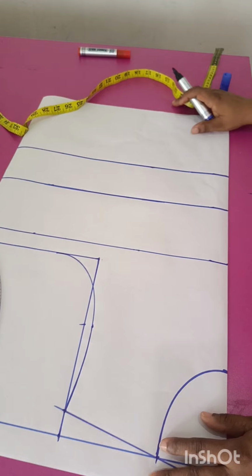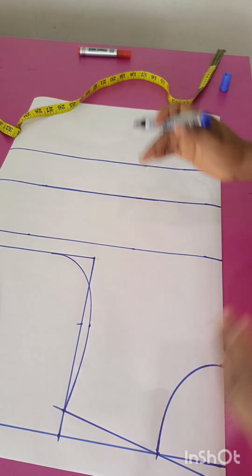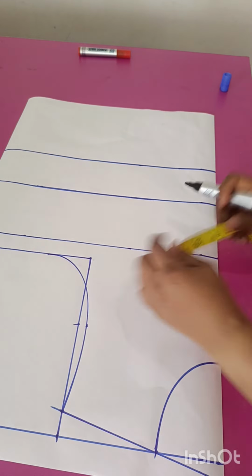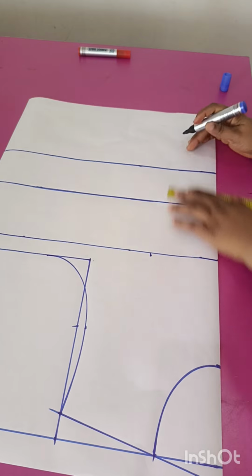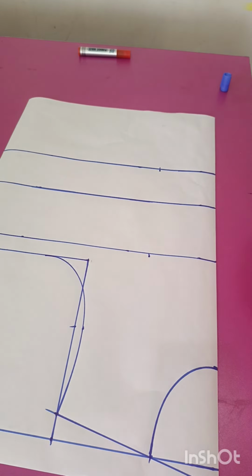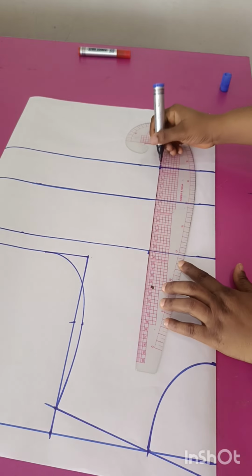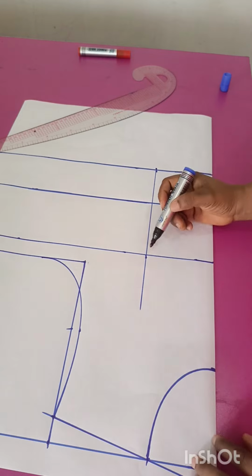You create your armhole curve. The next thing you're going to do is your nipple to nipple. It's also called your bust span. You're going to determine your bust span. So my nipple to nipple is 4. You also mark it down and you draw a line to meet it up. This is my nipple to nipple.